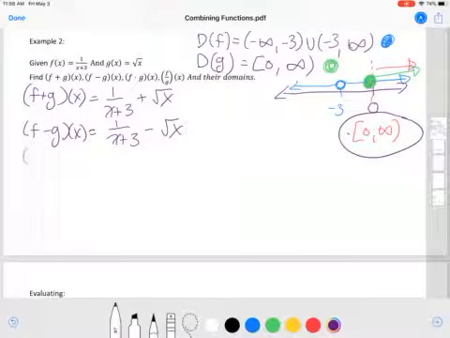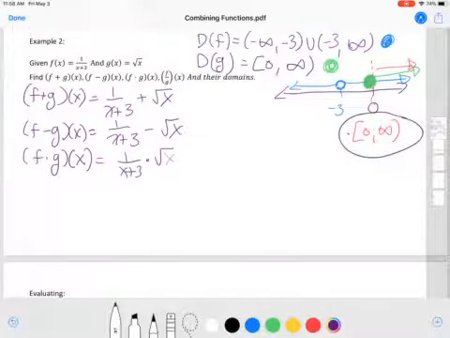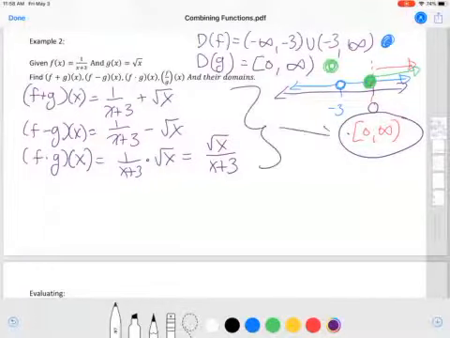F times g of x would be 1 over x plus 3 times the square root of x, which I can write together as one fraction as the square root of x over x plus 3. So all of these have the domain from 0 to infinity, including 0.